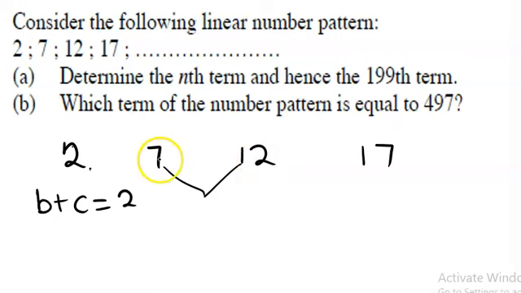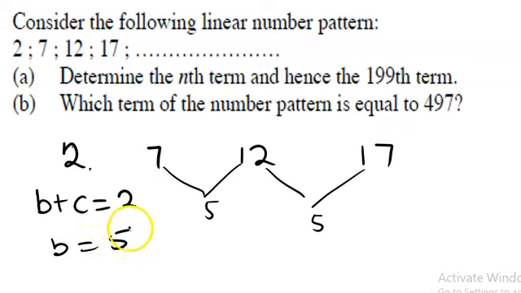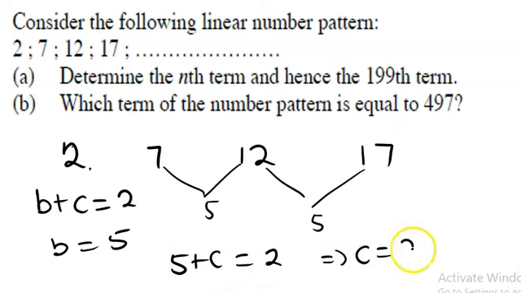Now the difference: 12 minus 7 is 5. 17 minus 12 is also 5. This minus that is 5. So we can say that b is 5. If b is 5, we can easily find c. So 5 plus c is equal to 2, which implies that c will be equal to 2 minus 5, which is equal to minus 3.